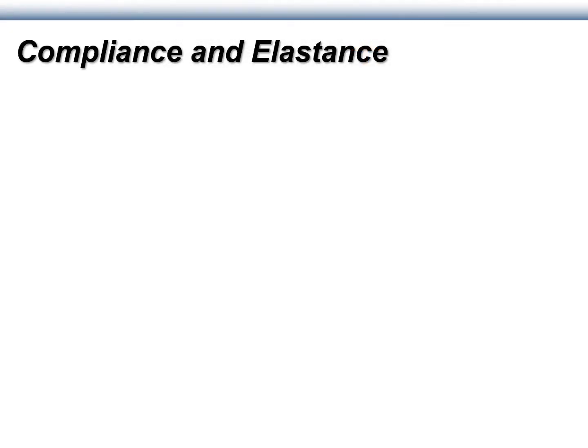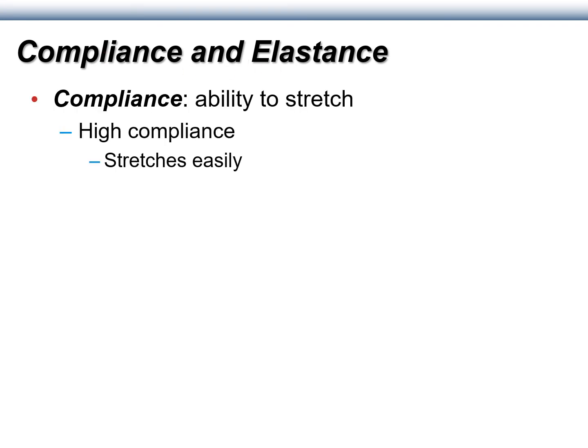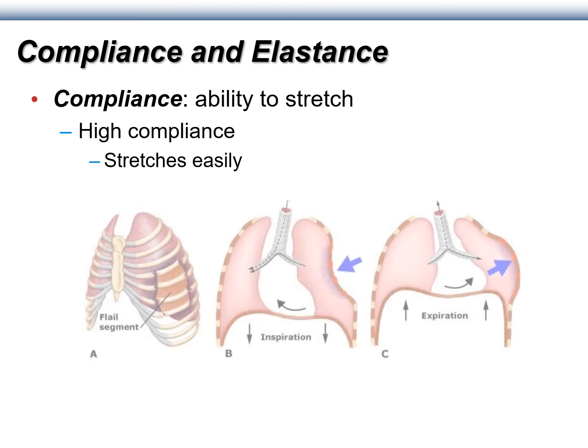I've already talked about these points before, but I just wanted to include these slides to jog your memory, to make sure you understand the difference between compliance and elastance. So compliance is the ability to stretch. Something with high compliance stretches easily. And this is a homeostatic window. You have to have just the right amount of compliance. Too little or too much leads to issues.